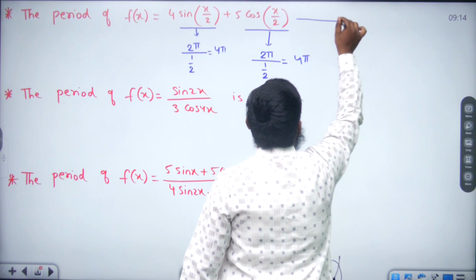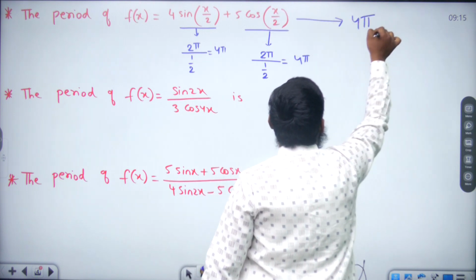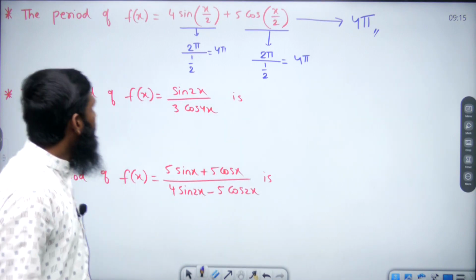So what are we writing now? The answer for this complete question will be equal to 4 pi. That's it. Okay. Now, next question.